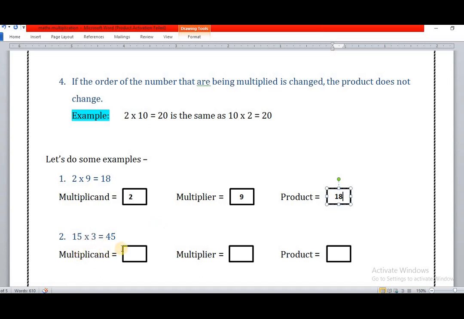Let's do number 2. 15 into 3 is equal to 45. Now what's the multiplicand here? 15. Multiplier? 3, and the product is 45. See how simple it is.